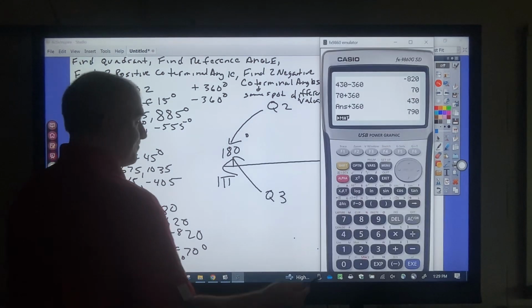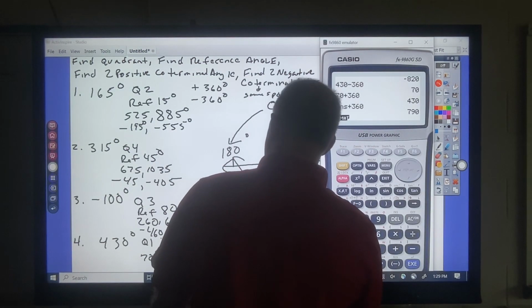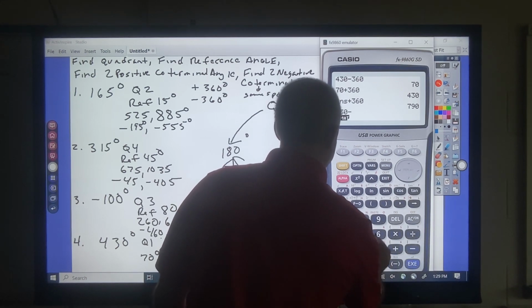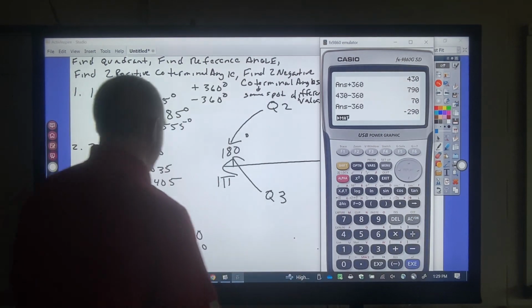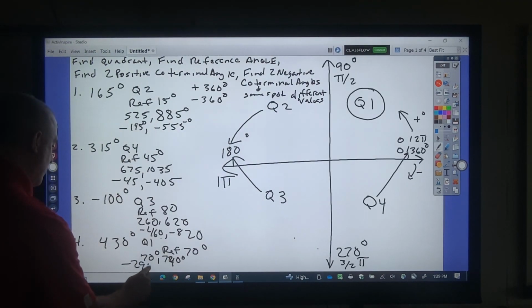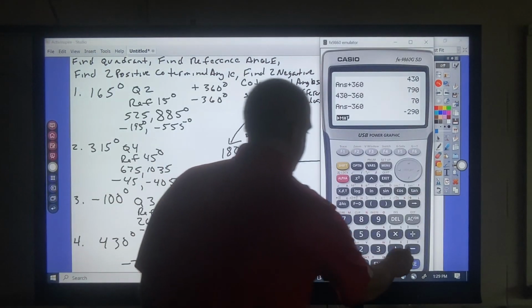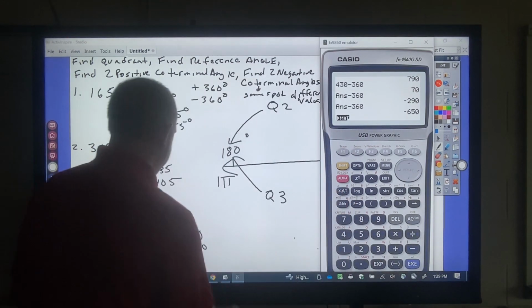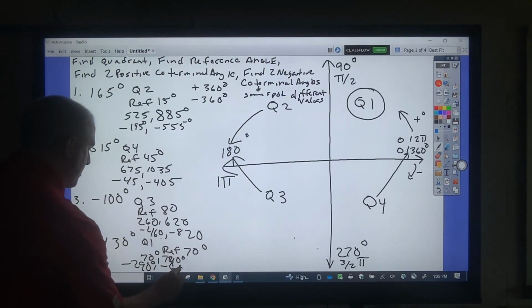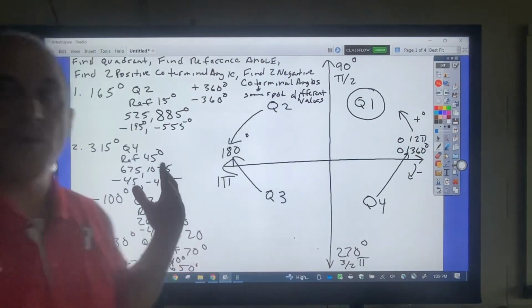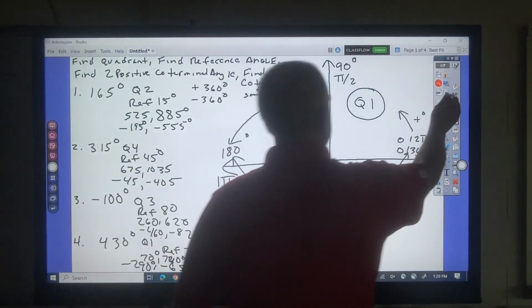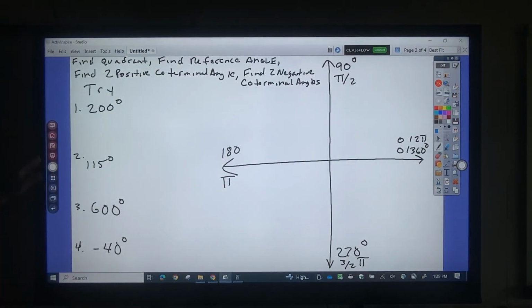I also want to, from that 430, subtract 360. Now, that's not negative yet, but if I subtract 360 now, that's negative 290. Okay, and then subtract 360 again. Okay, it's negative 650. So with the degrees, it's probably easier to figure out when it's between 0 and 360 what the reference angle is. Okay, so you guys can try these.